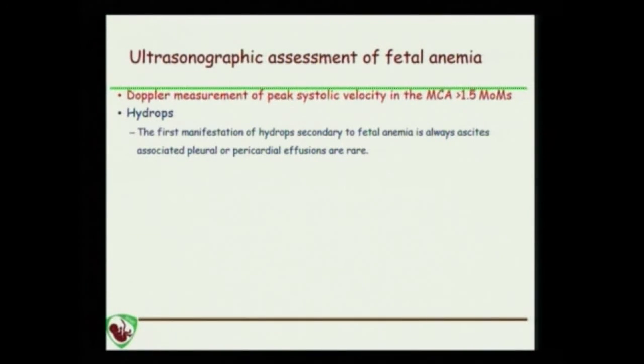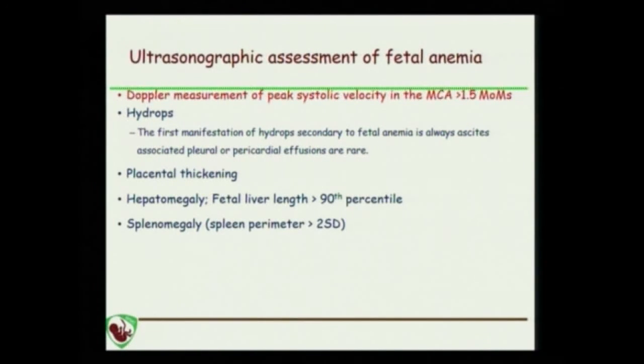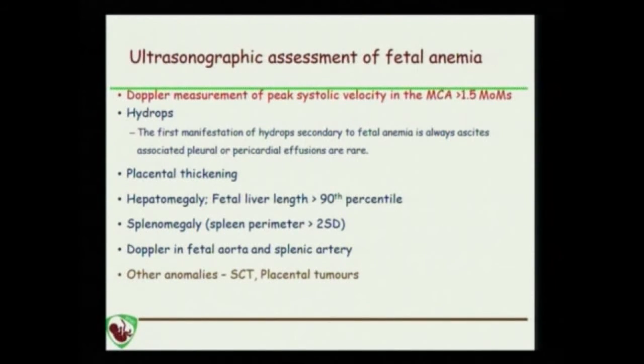The other features could be hydrops. If it has developed, ascites especially is much more common, along with placentomegaly, hepatomegaly, splenomegaly, and similar Doppler abnormalities can be there in the aorta and splenic artery, but they're not seen as often. If there is anemia and there is no RH isoimmunization, you can look for other anomalies like a sacrococcygeal teratoma or a hemangioma, and look for signs of infection in the baby like a ventriculomegaly, a hyperechogenic bowel or a growth restriction.